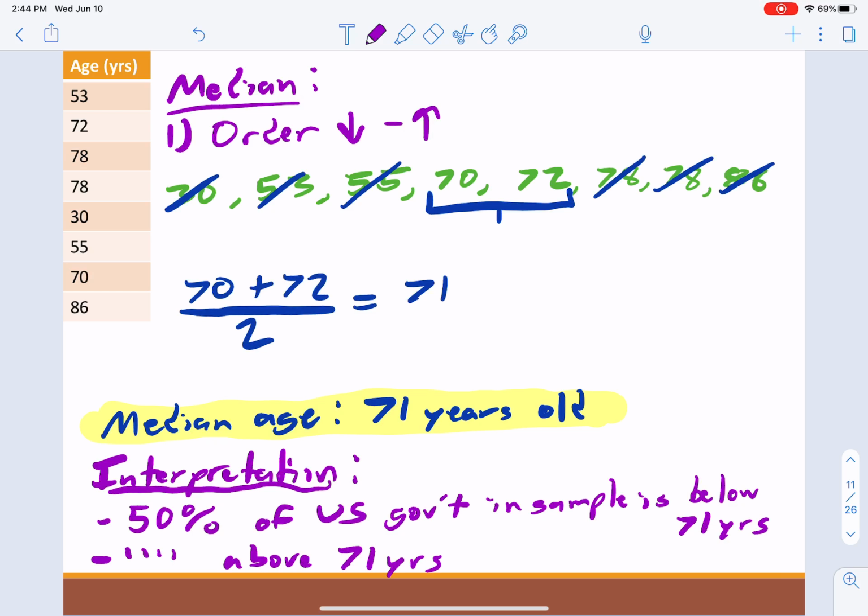If I ever ask for an interpretation, this is what I would like to see. So in this case, 50% of the U.S. government in this sample is below 71 years old, and then the other half is above 71. Okay, so 50% below, 50% above 71. All right, easy enough, right? Easy enough. And then lastly, here's how I'm going to get fancy.